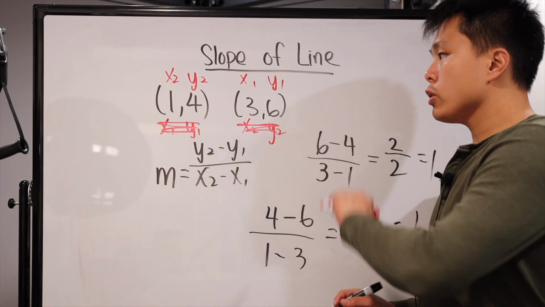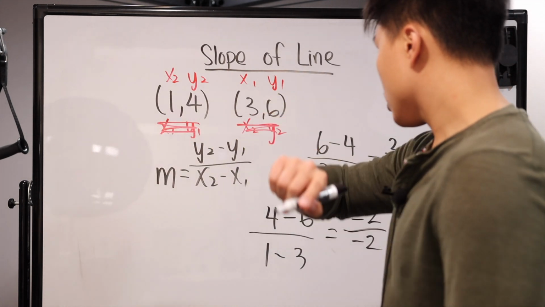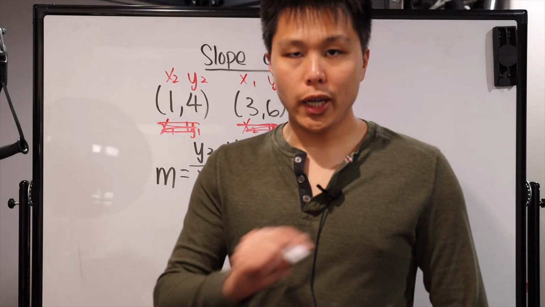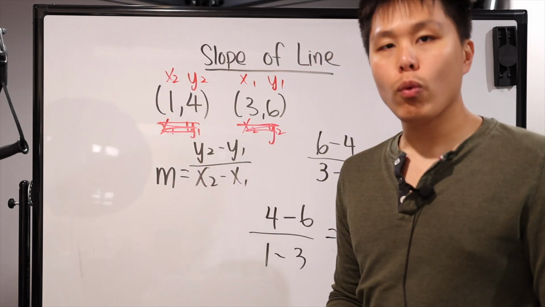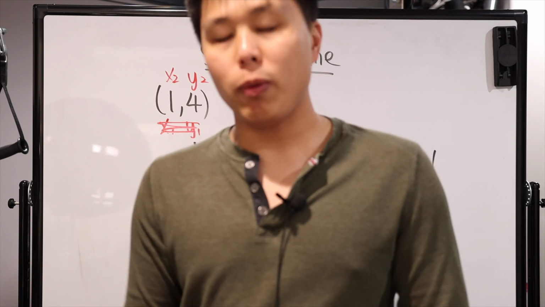So it doesn't matter which one you choose first, just make sure that whichever one you choose as your x1, the one next to it is your y1, which one you choose as your x2, the one next to it is your y2. All right, so there you have it. That is how you would find the slope of a line.